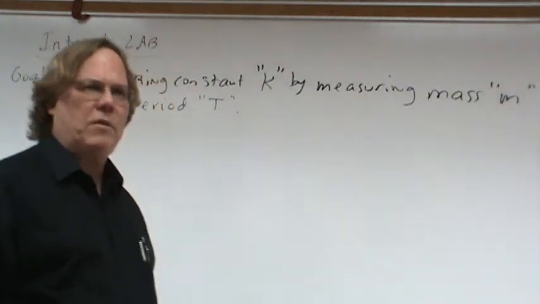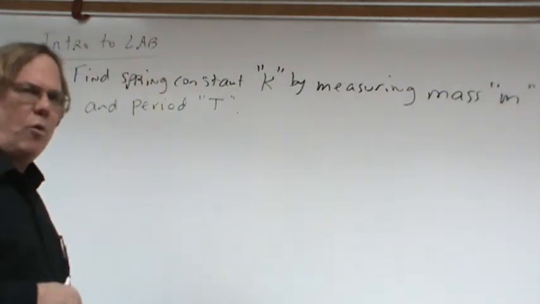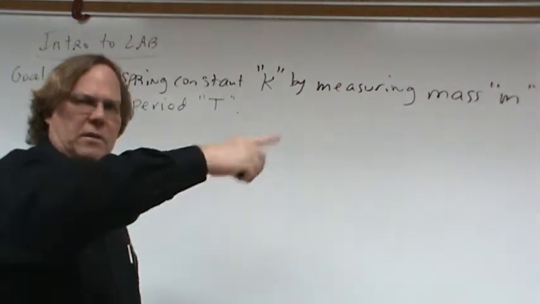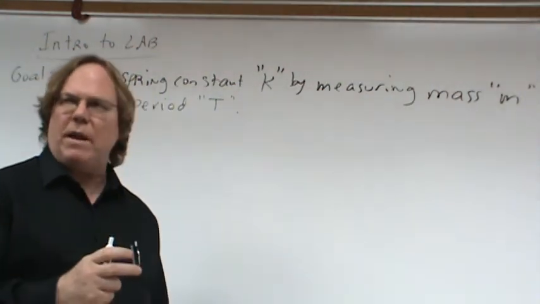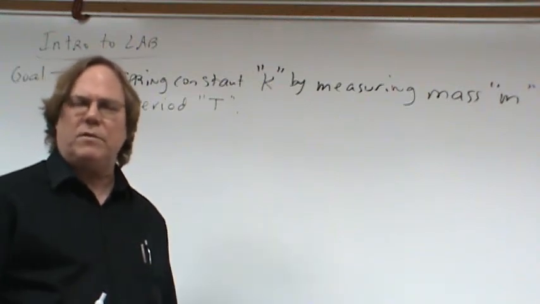I'll tell you the type of problem is you're going to graph your data in such a way that you get a straight line, and then by using the slope of the straight line, you'll be able to find what the spring constant K is.